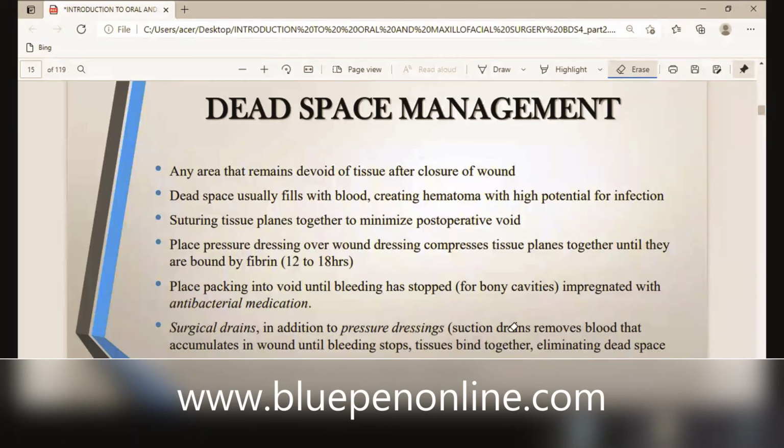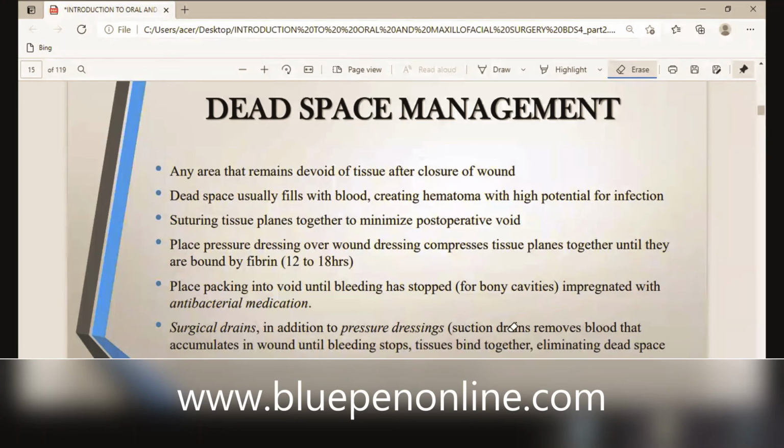What you have to do is place a drain. It's a rubber drain, a suction drain. It's a kind of flexible Penrose drain. You have to place it so that the blood will ooze out through this suction drain. In addition to the pressure dressings, you can place a surgical drain. Now, this can also help in eliminating the dead space.